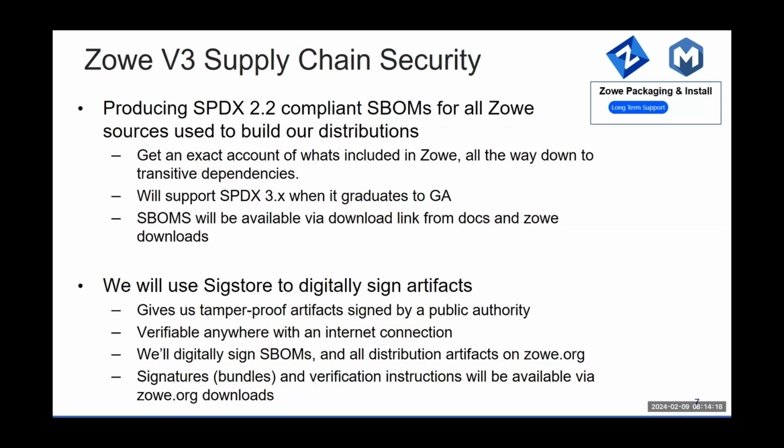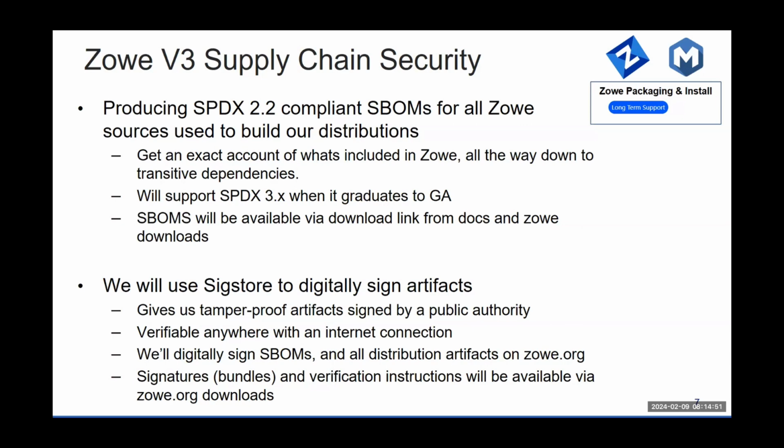So SBOMs are the ingredients label that you get on anything you buy from a pharmacy or a grocery store. This tells you everything that is used to build the software that you are going to be deploying to your environment. And it includes not just what we are creating as part of Zowe, but it also includes all the transitive dependencies. So it is every line of code that is used as part of the software build and deployment.